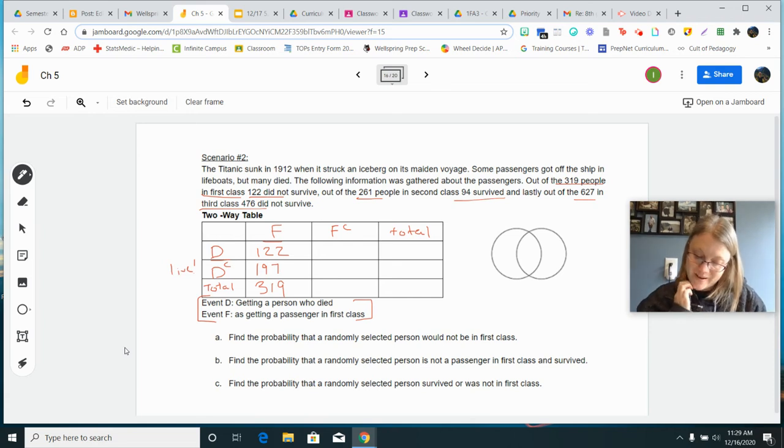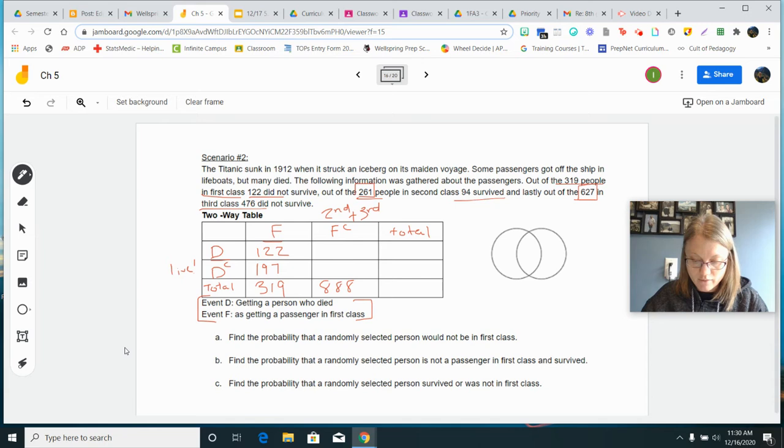Okay, and then the other information we're going to have to add up a little bit because this is second class plus third class, basically not being in first class. So out of the 261 people in second class, and then we have 627 people in third class. So I'm going to add up those numbers first. So if I do 261 plus 627, that's 888 people that are not in first class. So combining second and third class together.